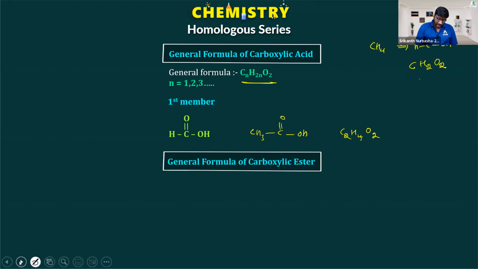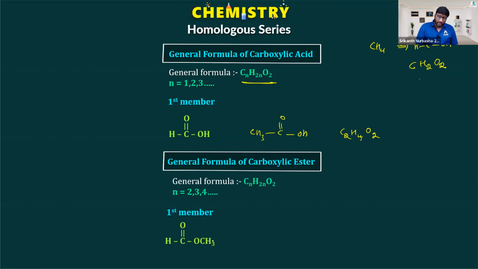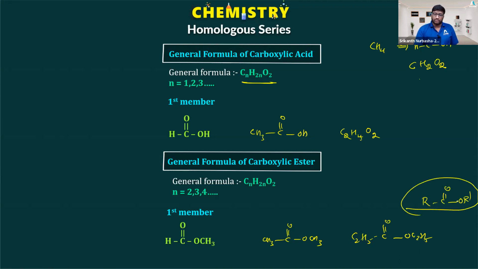General formula of carboxylic ester. Ester means you will be having H-C(=O)OCH3 or CH3-C(=O)OCH3 or C2H5-C(=O)OCH3 or OC2H5, or C(=O)OR'. R is an alkyl group. R and R' are different alkyl groups. The general formula of carboxylic ester is CnH2nO2.